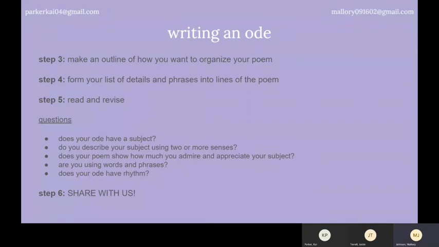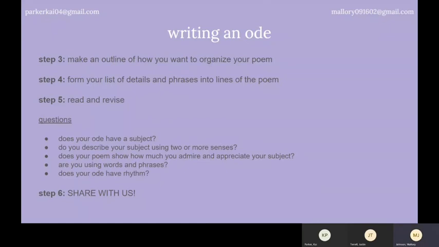Does your ode have a subject? So if a reader is reading this, can they immediately tell off the bat what you're writing about? Do you describe your subject using two or more senses? So really get in touch with your senses: your sight, your touch, your taste, your hearing. Does your poem show how much you admire and appreciate your subject? That is the whole point of an ode. You want to make sure your reader really understands, it gets your point across that you really admire or you're really passionate about this one thing.